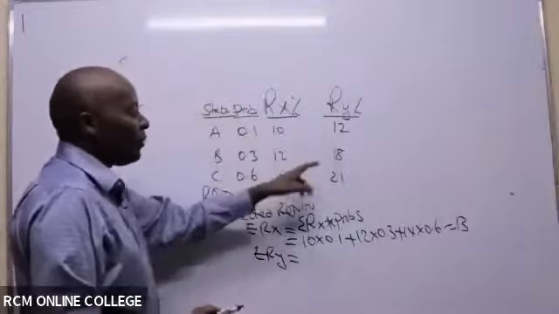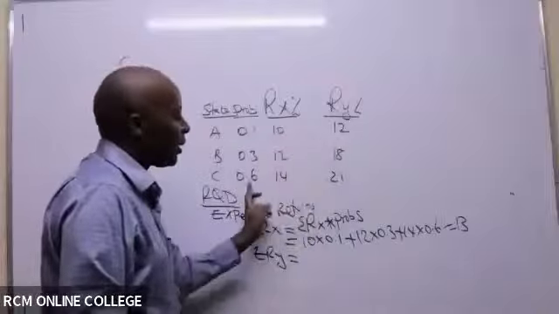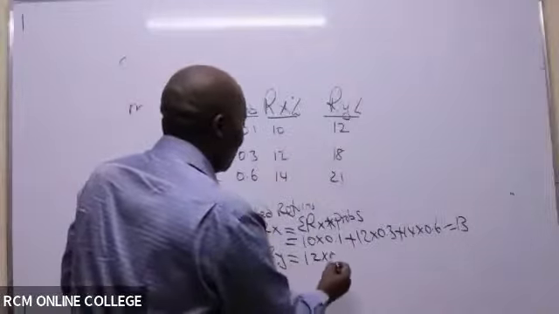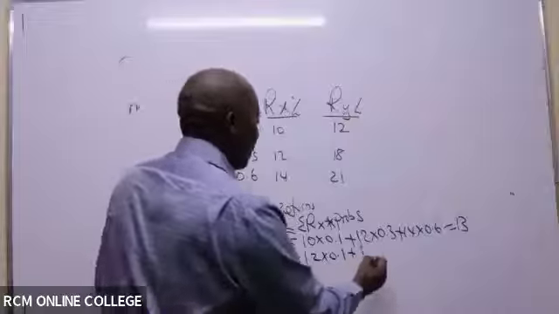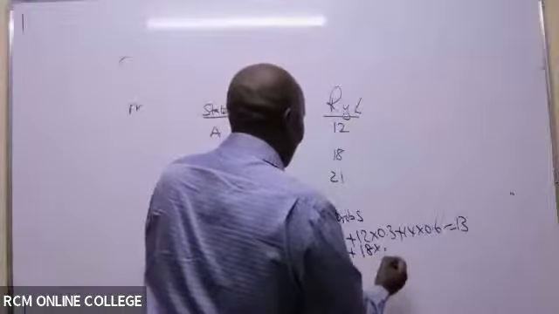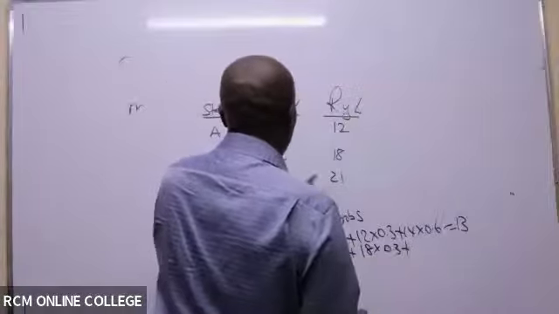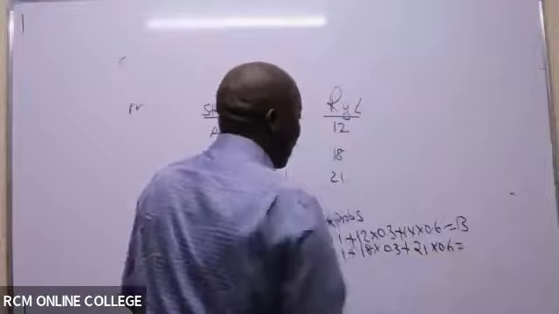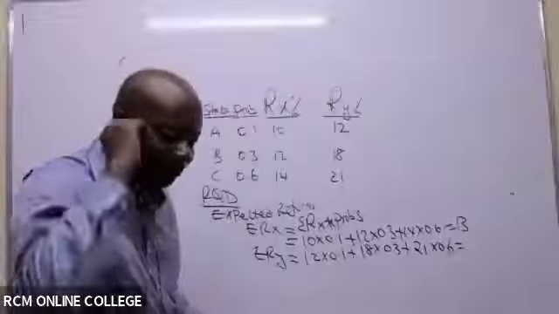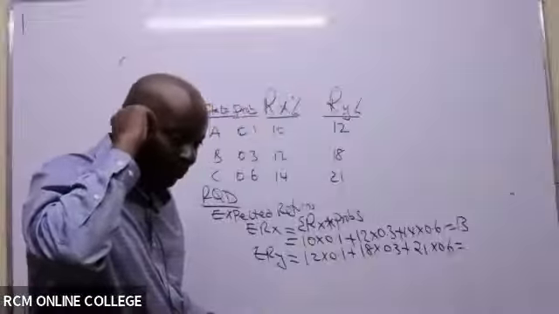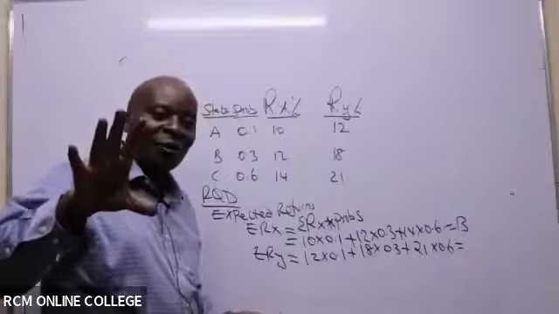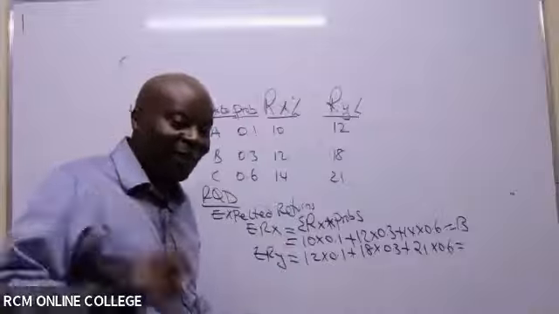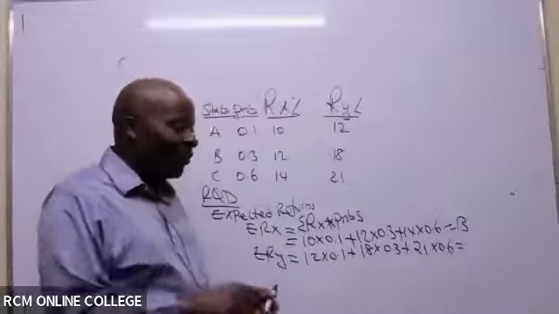Then we have the expected returns of Y. Because probabilities are the same, we have 12 times 0.1 plus 18 times 0.3 plus 21 times 0.6. Is there somebody who could have this answer for us? I don't know whether you are able to follow, or am I too fast? If I'm too fast, please don't hesitate to tell me.